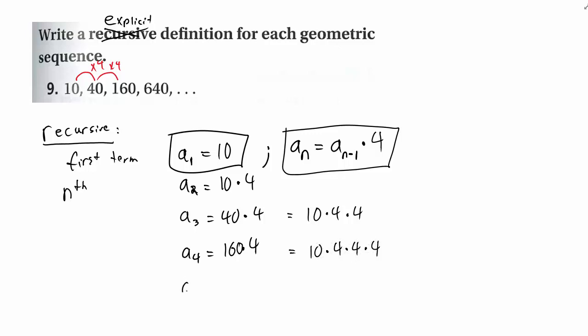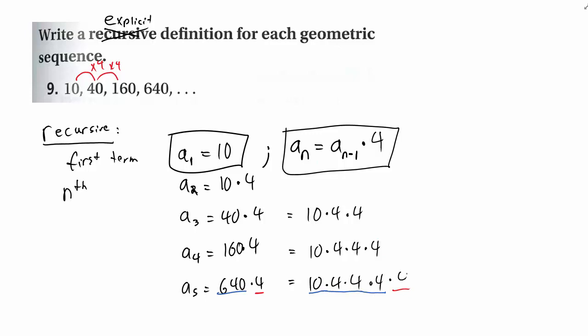And notice how if you want to get the fifth term, yes, you take 640 and you multiply it by 4, but what is that 640? That 640 is a 10 times a 4 times a 4 times a 4. That's what 640 is, these numbers right here. And then this 4 is you're multiplying it by 1 more. That's how you get the next term.